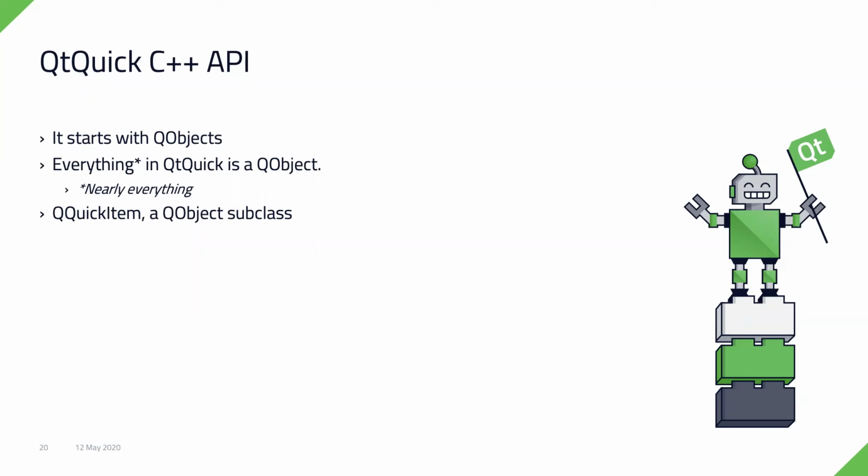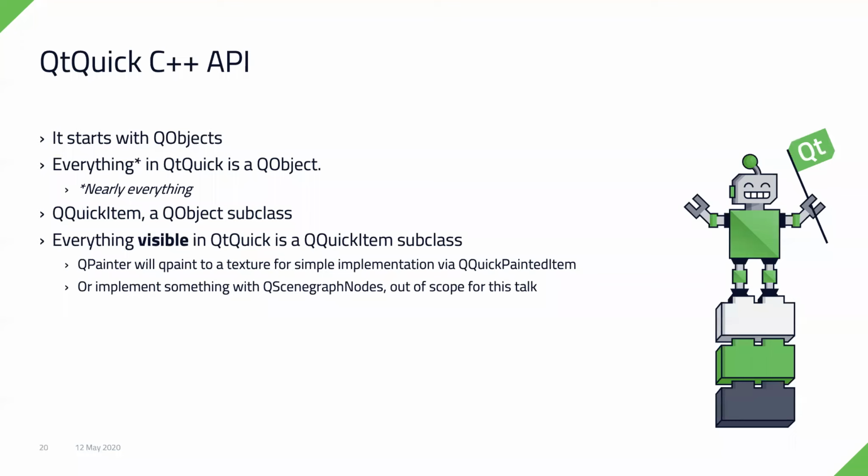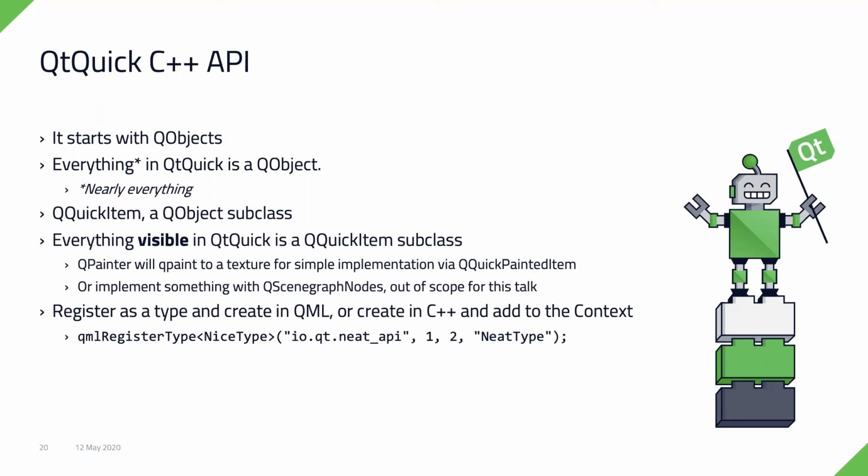The QQuickItem is the next key part of the Qt Quick C++ API. Anything visible inside a Qt Quick application is a subclass of QQuickItem. There's also a simpler version to implement, called QQuickPaintedItem, which uses a QPainter. QQuickItem itself will render via scene graph nodes, so it's a tree of scene graph nodes. It's more complex, but it's a lot faster. However, we don't recommend you use this unless you have to.